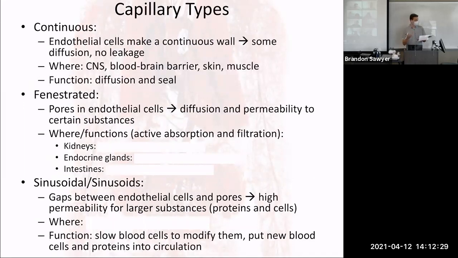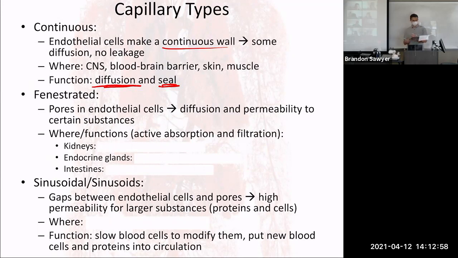Okay. So we find these in the brain and the CNS. They're part of this blood-brain barrier. Okay. We find these in the skin, in the muscle. Okay. These are very important for allowing diffusion to happen, but also creating a seal. Okay, not much can leak through these capillaries. These are the least leaky type of capillaries of the three. Okay, because there's a continuous wall.